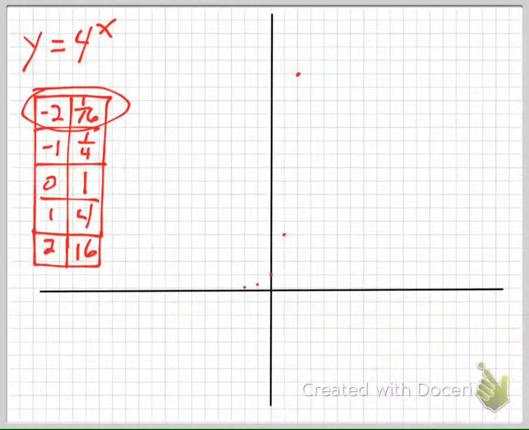16 times 16? It wouldn't be 16 times 16. It's 4 to the third. So 4 times 4 is 16, 16 times 4, so it would be 64. So I would shift this over one space this way, and it goes up to 64.